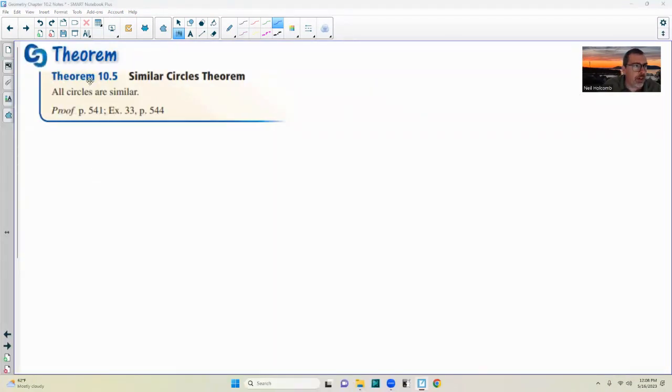Okay, so we have a theorem after that that says the similar circles theorem. All circles are similar. All circles are not congruent. Their radii are different. Their arc lengths are different, like we just saw, but all circles are similar. There's a proof on that. I'm not going to do it. I'm just going to move on here.